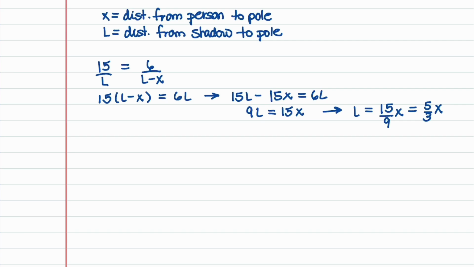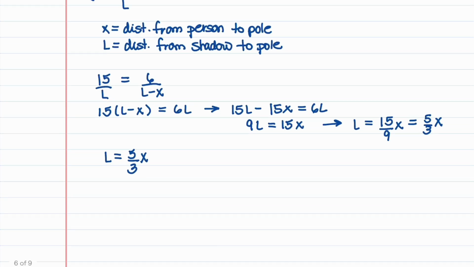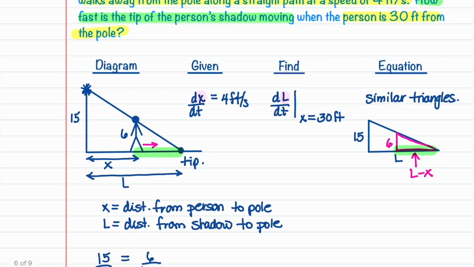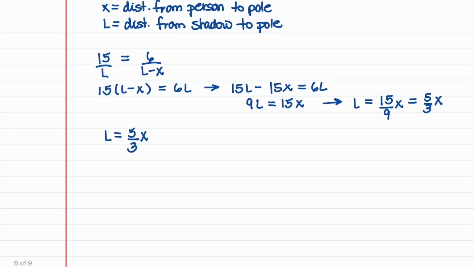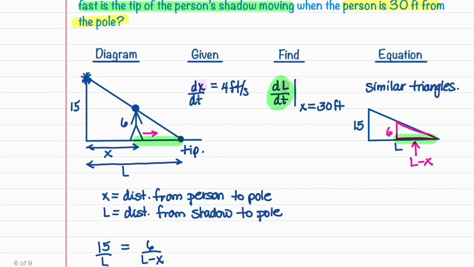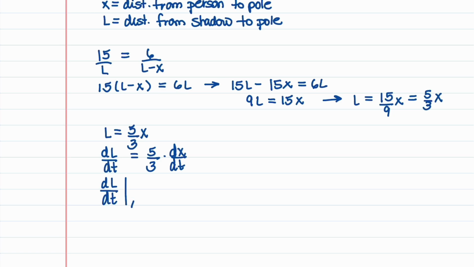Similar triangles are hard, but once you have it, the equation is actually pretty simple. So we end up with the equation L is equal to 5/3 times x. Let's go back up here and see what we want to find. We want to find dL/dt. So we are going to take the derivative with respect to time. So we have dL/dt is equal to 5/3 times dx/dt. And we want to find dL/dt. Looks like we have to go back up again when x is 30. So x is 30 feet.